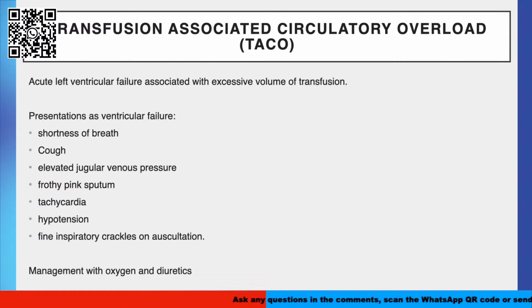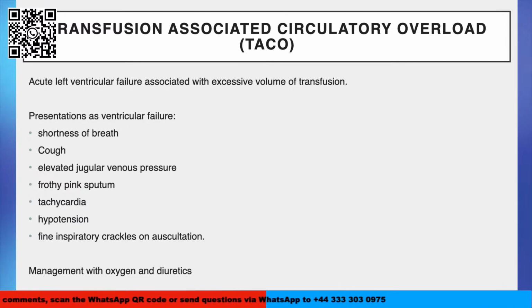Transfusion-associated circulatory overload is the acute left ventricular failure associated with an excessive volume of transfusion. And it can present as left ventricular failure would, with shortness of breath, cough, raised JVP, frothy pink sputum, tachycardia, hypotension, and fine inspiratory crackles on auscultation.